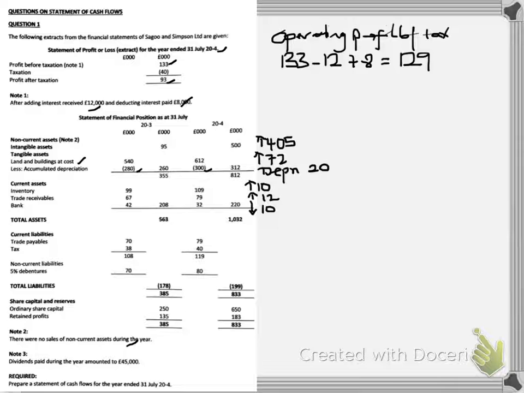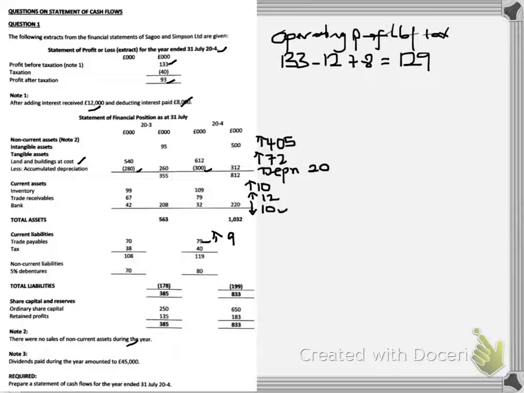Bank is considered as a cash and cash equivalent. And there's no other cash and cash equivalent in the question, which means that at the end of our statement of cash flows, this is the answer that we should be getting, 10,000 pound, which is a decrease in cash and cash equivalent. Next, trade payables has increased by 9.